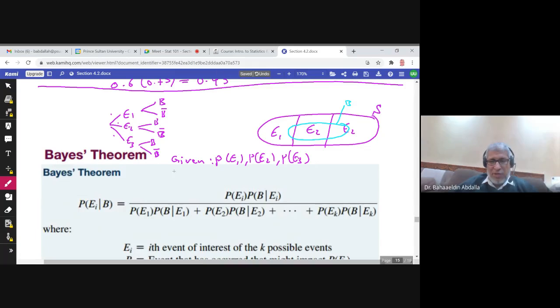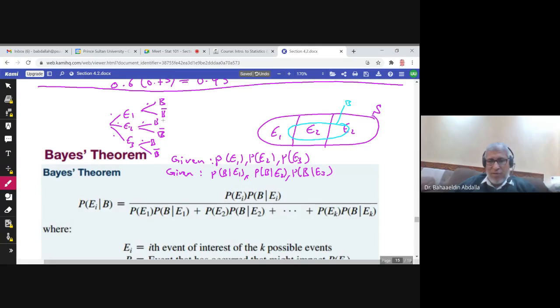Also given in the question: probability of B given E1, probability of B given E2, probability of B given E3. These three probabilities would also be given in the question. And then he will ask some other questions about the tree diagram, which we can answer from the tree diagram. For example, he can ask about probability of B.